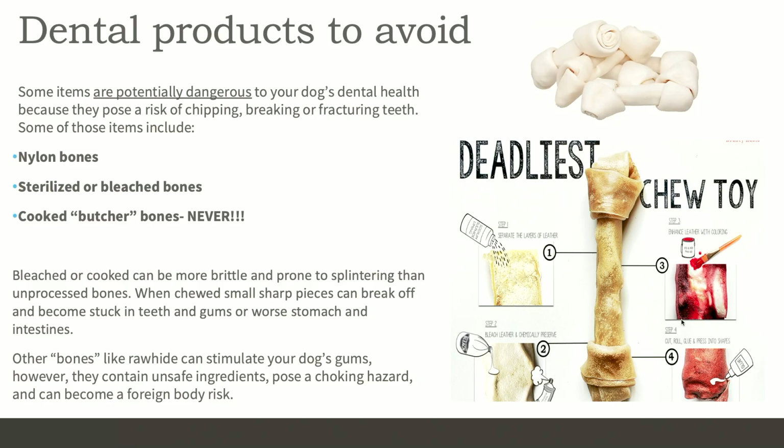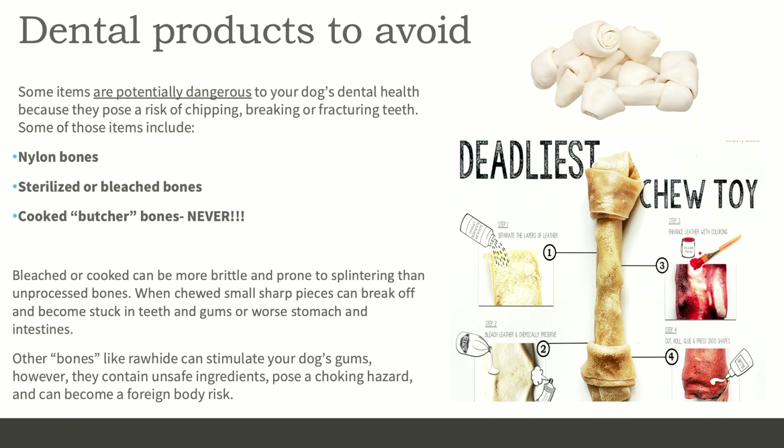There are some dental products to avoid. Okay. So things like rawhide bones, bleached white, flavored and twisted into fun shapes are also unsafe for your dogs. Most are made of indigestible animal skin, which is bleached and glued together. Rawhide becomes soft and gummy as your dog chews, so it does not actually clean their teeth.